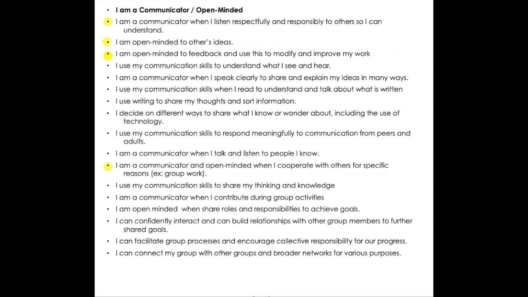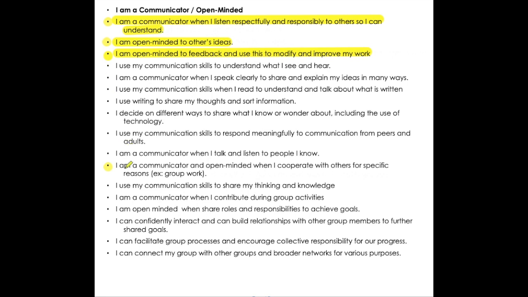When you're going through it, read each statement and then highlight some of the ones that you feel apply to you. So I am a communicator, I am open-minded. I am a communicator when I listen respectfully and responsibly to others so I can understand. That applies to me. Oh, that's some terrible highlighting. I am open-minded to others' ideas. Yes. I am open-minded to feedback and I use this to modify and improve my work. Maybe this is something that you did really well this year. Maybe it's something you improved on.